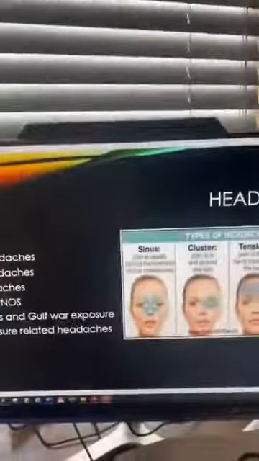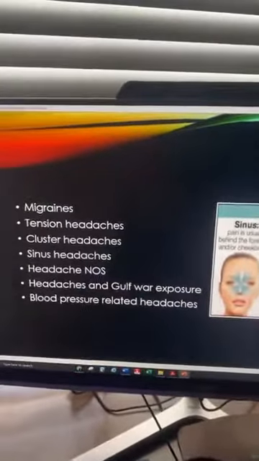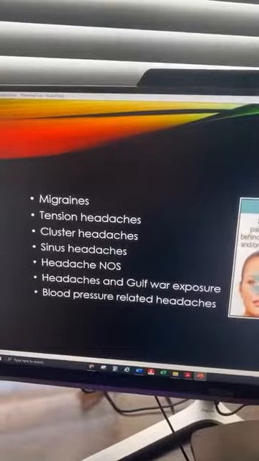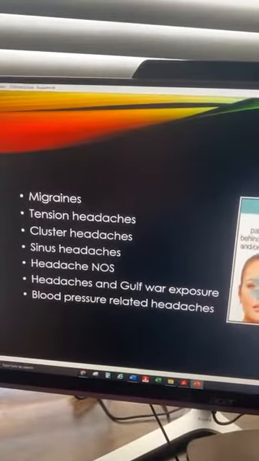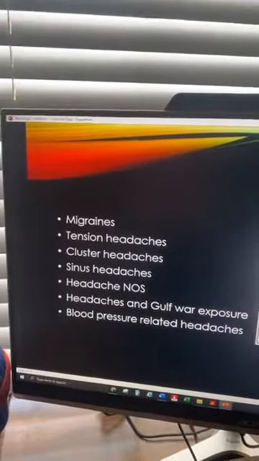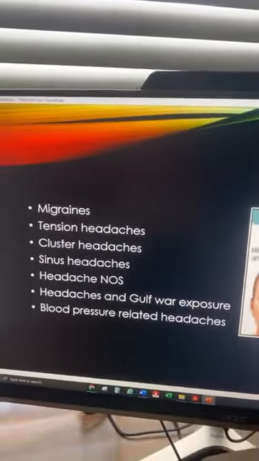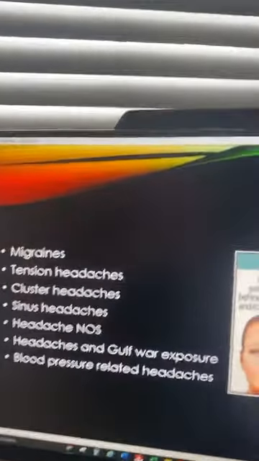So I wanted to, let me see if I can flip my camera screen here. So here's a little slide that I put together. Oops, sorry for the technical difficulties. That shows some of the headaches I'm going to be talking about: migraine headache, tension headaches, cluster, sinus, non-specific headaches. There are some veterans that have headaches related to Gulf War exposures, blood pressure related headaches, and many more.